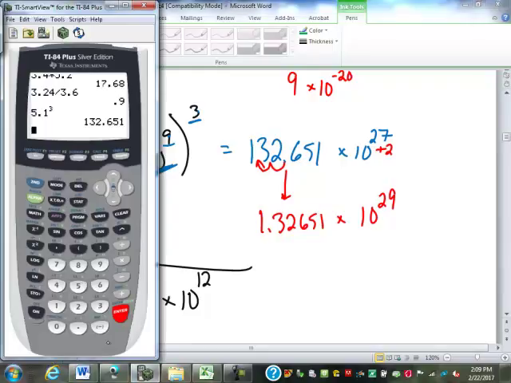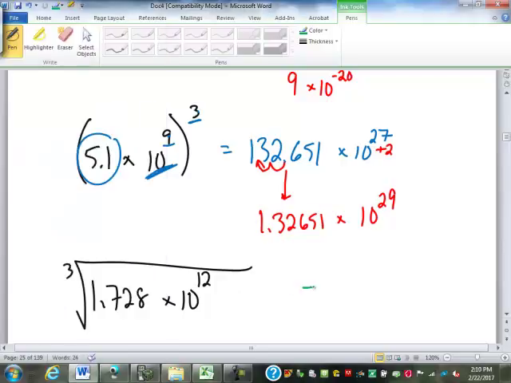If you don't know how to do the cube root on your calculator, a shortcut is just this, 1.728. Now you can do it to the power of 1/3. Doing a power of 1/3 is the same as doing a cube root. So I get 1.2. And then what do I do to the power, the exponent here, when I'm doing the cube root? The power is divided by 3. So times 10 to the 4th.